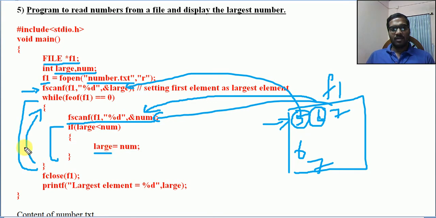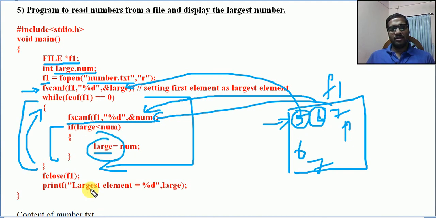Again it will check. Now it will reach the end of file. It will exit from the while loop. Then fclose(F1), the file will be closed. The numbers are being compared and the last value of large will be retained. Large will have the value 7. That indicates the largest among the set of numbers available in the file.